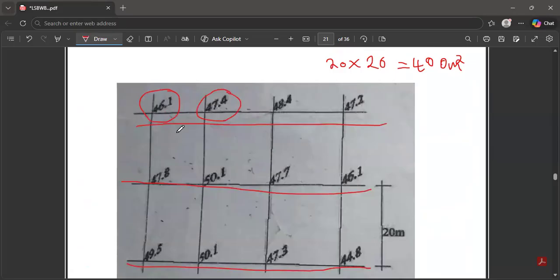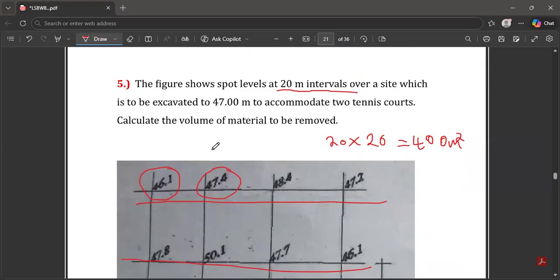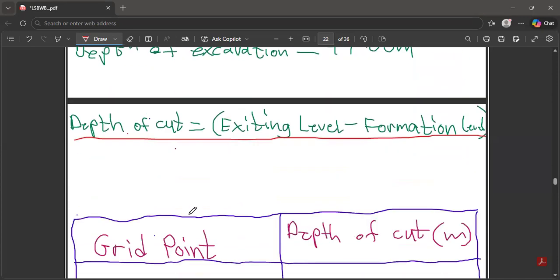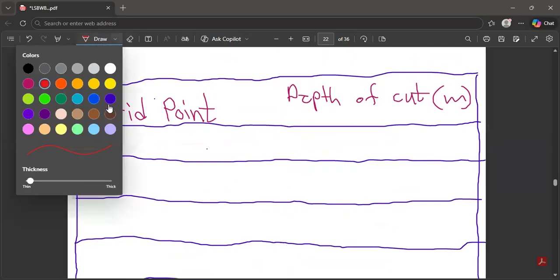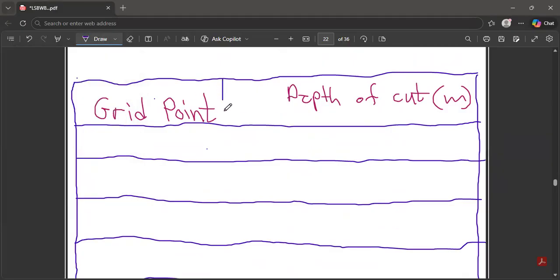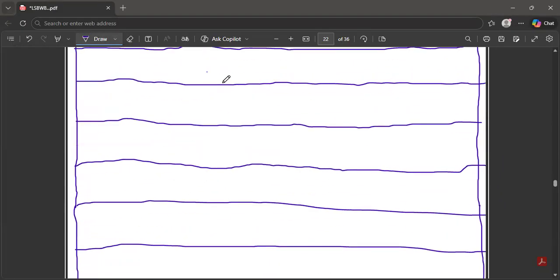So let's also calculate the volume to be excavated. We say we're using the average depth, so we want to list all of these: 46.1, and so on. You see me listing it all over here like this now. I want to shift this line inward a bit.